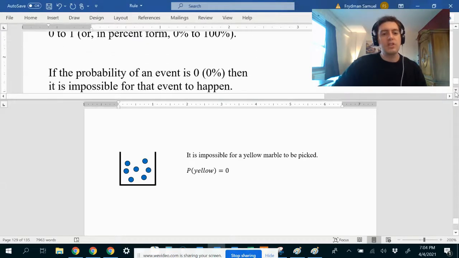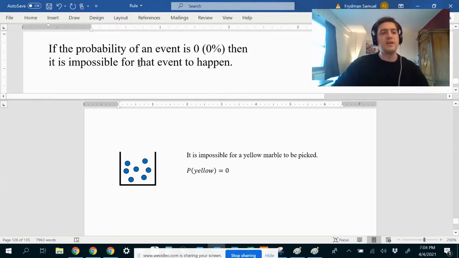Okay, so let's start going back to the low end. If the probability of an event is 0, or as a percent, 0%, then it is impossible for that event to happen. So let's take a look down here at this example. This says it is impossible. So imagine that we have a crate or a box here which is filled with marbles. And you can see that in this case, all of the marbles are blue.